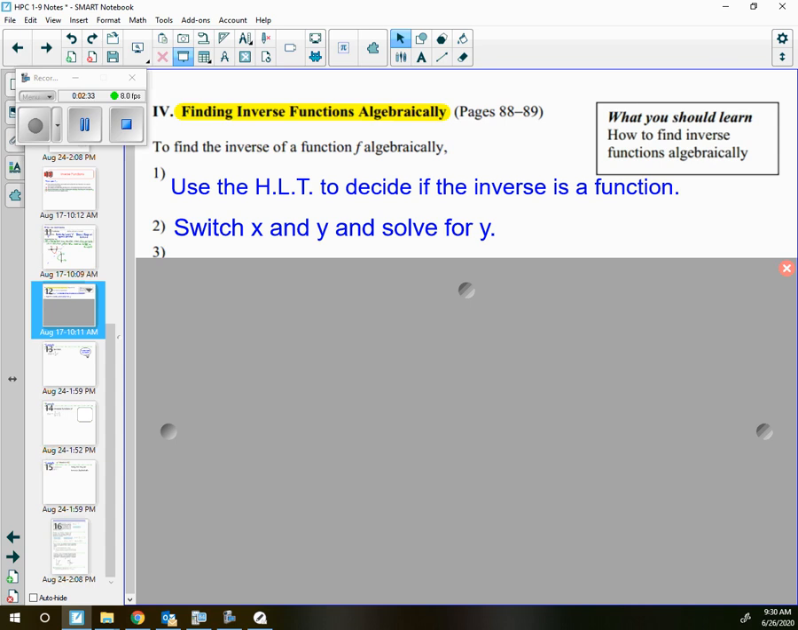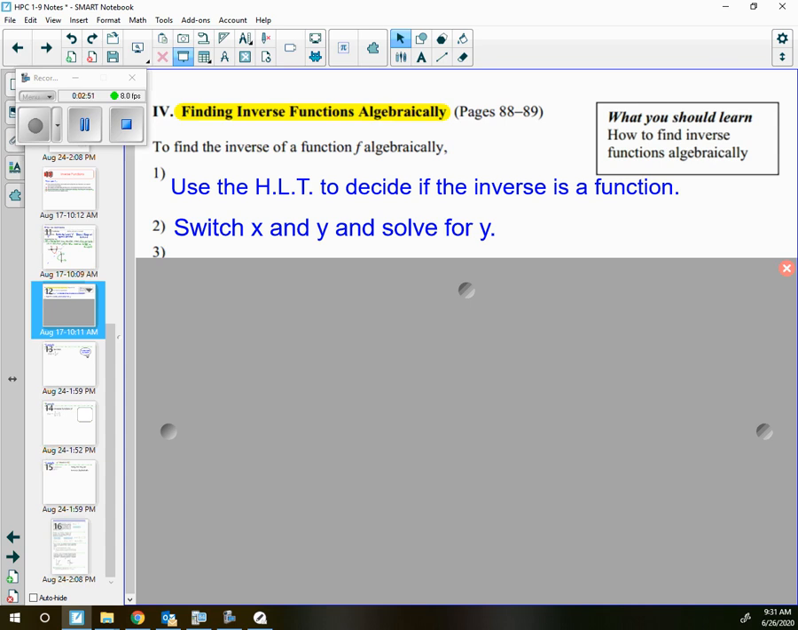So you're using the horizontal line test, first of all, to think about if the inverse of that is going to be a function. So if you want to think about the graph of your original function, think about the horizontal line test, then you know something about the graph that you're looking for. Think about that symmetry. You can get a little bit of an idea of what that's going to look like, and we're going to tie that in today.